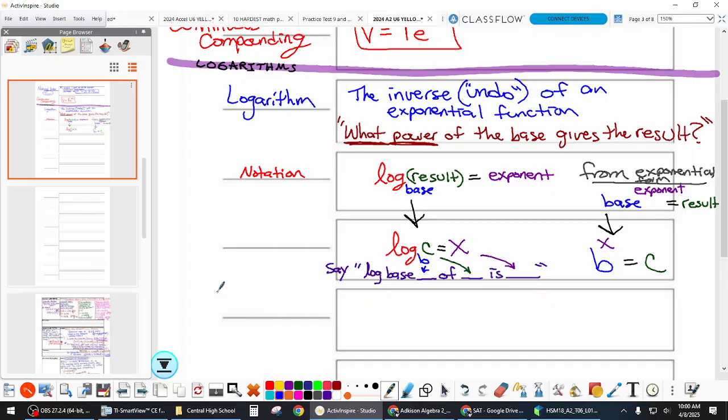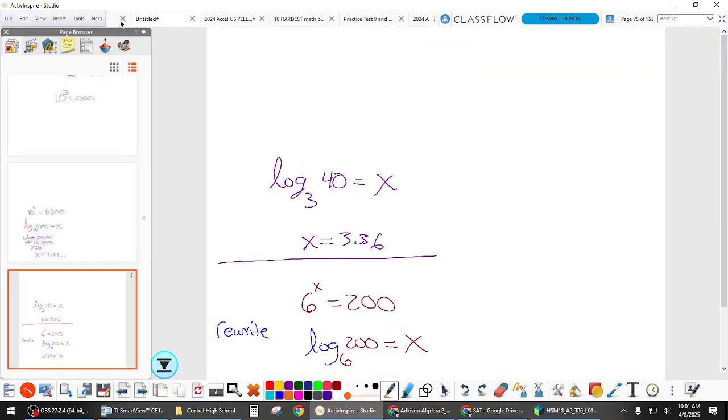Okay? Now, I've said this one today. Let's see if you picked it up. Log base 3 of 81. Okay. 4, right? 3 to the 4th is 81. Good job, guys. You're picking this up. Nice.